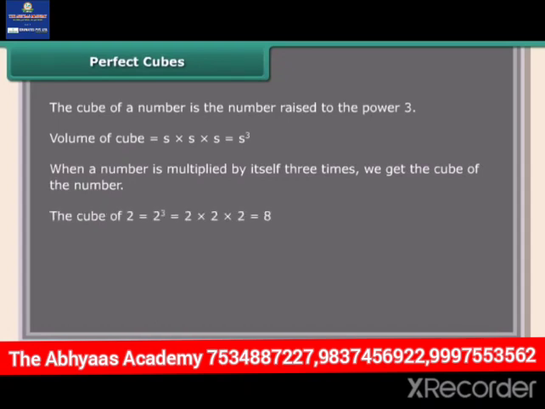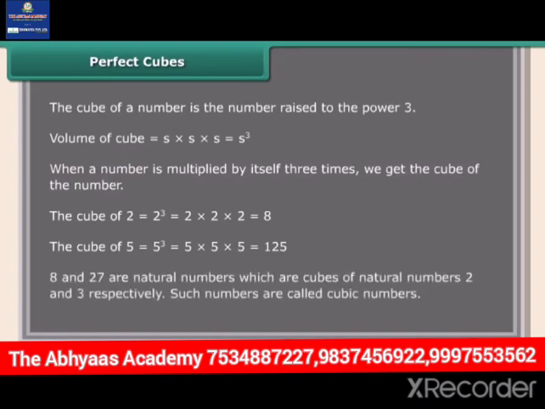The cube of 2 is equal to 2 cube, which is equal to 2 into 2 into 2, which equals 8. The cube of 5 is equal to 5 cube, which is equal to 5 into 5 into 5, which is equal to 125. 8 and 27 are natural numbers, which are cubes of natural numbers 2 and 3 respectively. Such numbers are called cubic numbers.